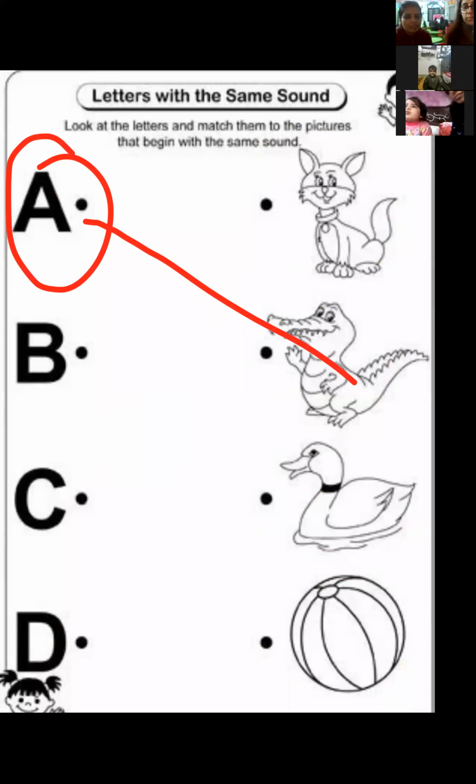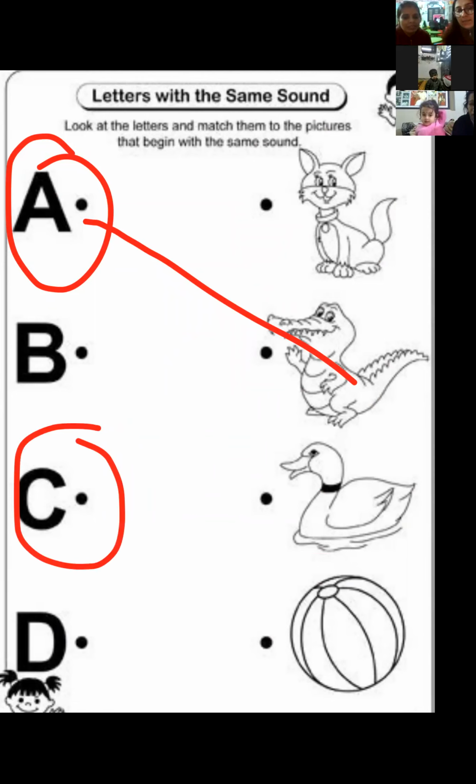Unnati, it's your turn. Which letter is this? Jo ma'am ne abhi circle kiya. Alligator. Which letter is this? C. Very good. And C for, pictures mein batao, C for kya hoga? Ma'am, kiske saath match kare C ko?